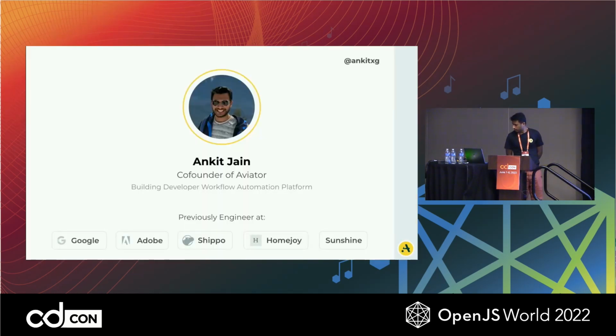So a little bit about my background. I'm a co-founder of a new startup we call Aviator. It's aviator.co. You can check it out. We are building a developer workflow automation platform, so essentially helping developers automate some of their workflows. Previously, I worked as an engineer in companies like Google and Adobe, where I've built a lot of infrastructure. And then I've worked in startups, including Shippo, HomeJoy, and Sunshine, where I've essentially helped build a lot of internal tools and help scale the engineering in those companies.